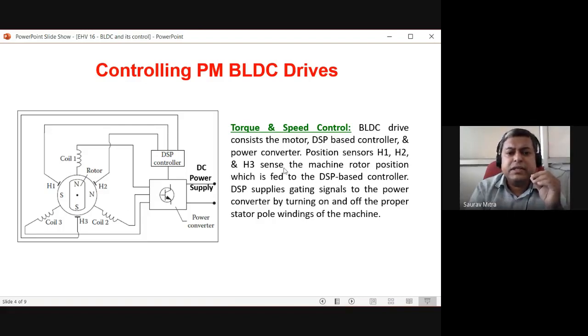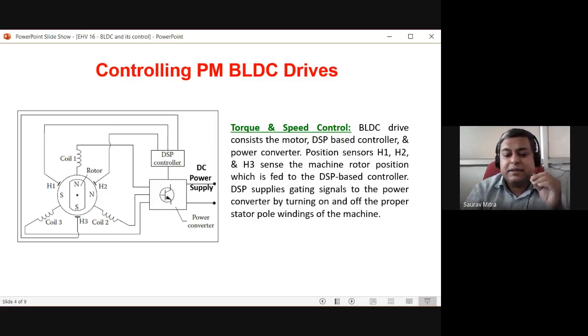So H1, H2, H3 are the position sensors. They sense the rotor position, and this rotor position information is fed to the DSP based controller. The DSP supplies gating signals to the power converter. This is the signal coming from the DSP to the power converter to input more current or decrease the current. All those things are given to this topology, and the brain is the DSP controller. The DSP supplies gating signals to the power converter by turning on and off the proper stator pole windings of the machine. If you have understood the video in the previous slide, you will get a clearer view of that from this discussion.